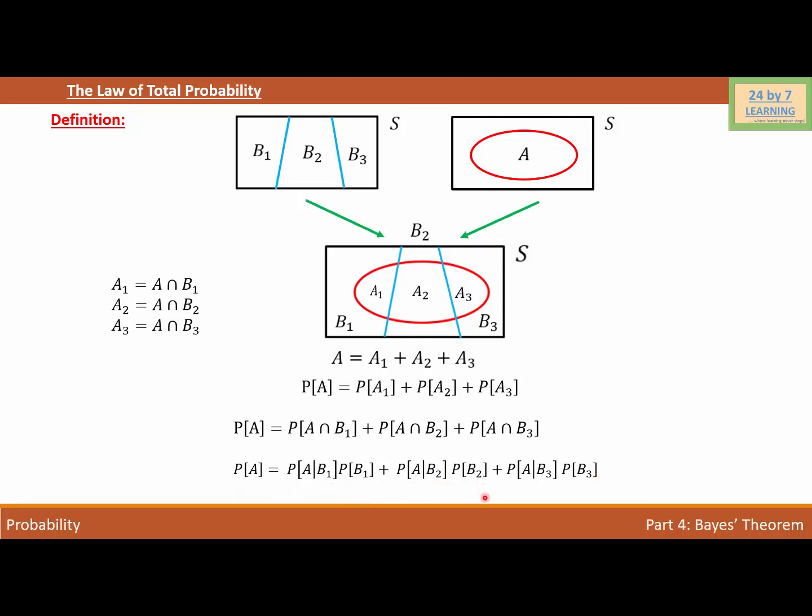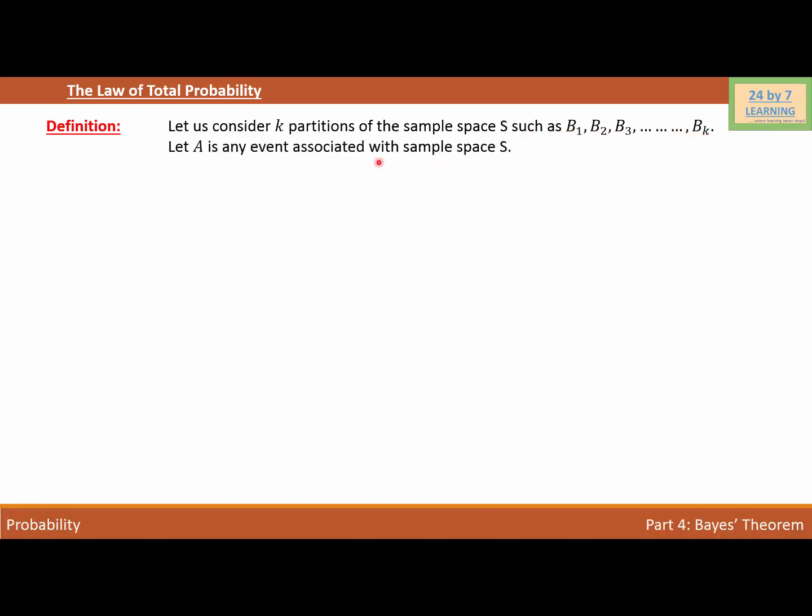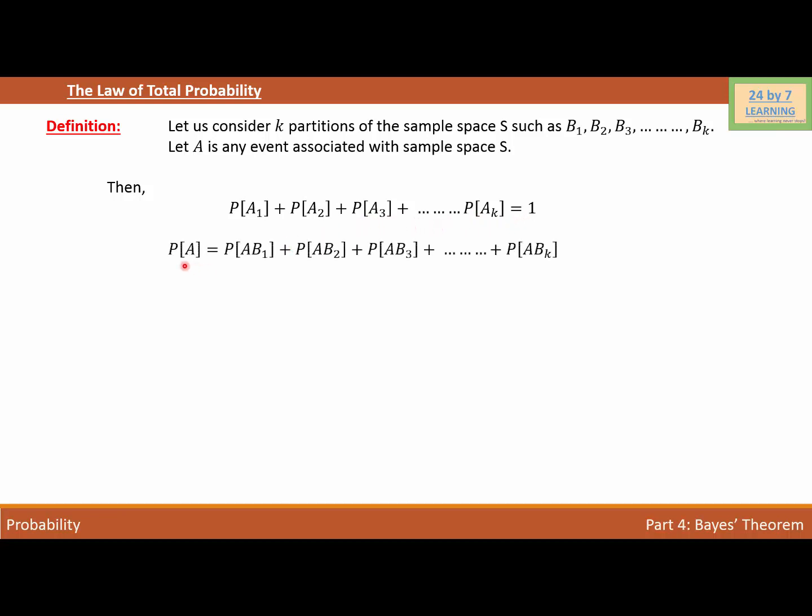Now I want to use the law of total probability to create a general relation for K partitioning of a sample space. So let's consider K partitioning of a sample space as B1, B2, B3 all the way to Bk, and let A be any event associated with the sample space S. So I can write probability of A1 plus probability of A2 plus probability of A3 all the way to probability of Ak is equal to 1, because the sum of all the probabilities is equal to 1.